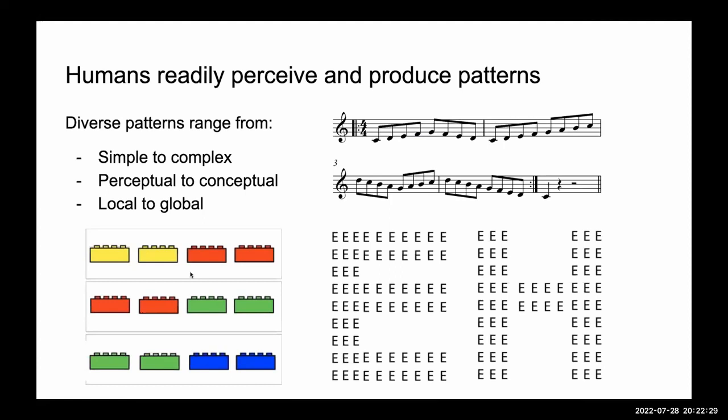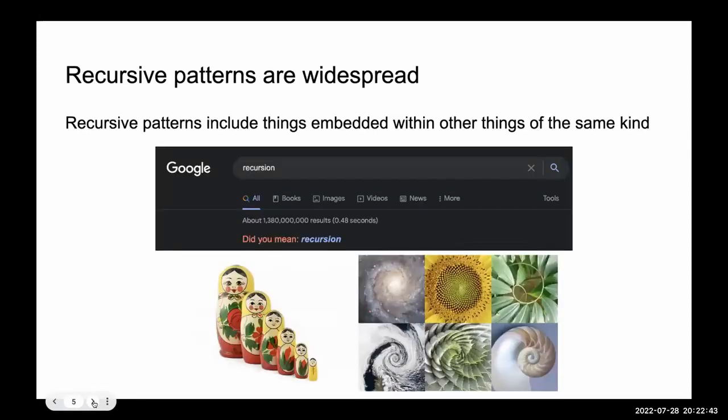So humans readily perceive and produce patterns, and patterns are diverse. They range from simple to complex, from perceptual to conceptual, from local to global. They're everywhere. In this talk, we will be focusing on a specific type of pattern, that is recursive patterns.